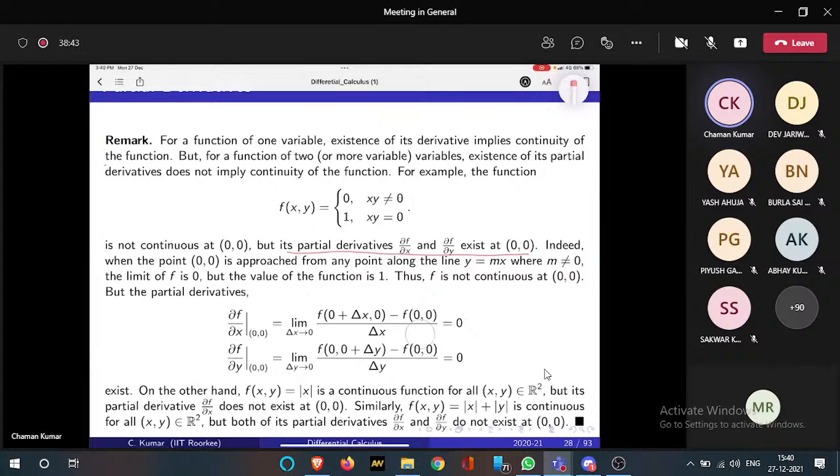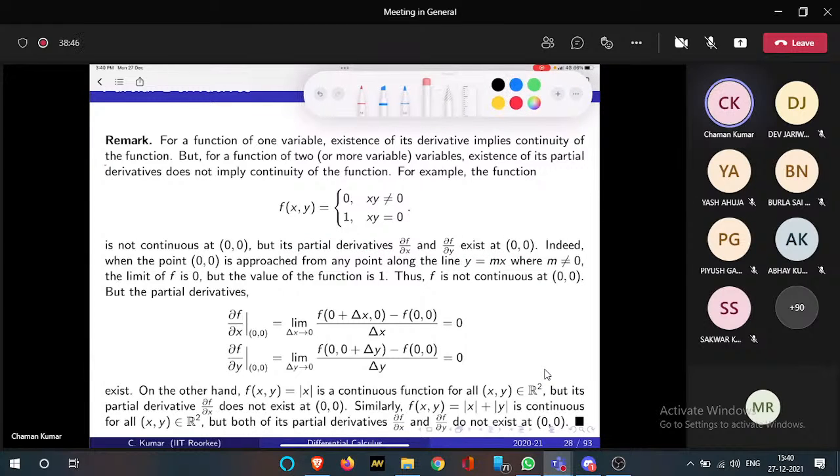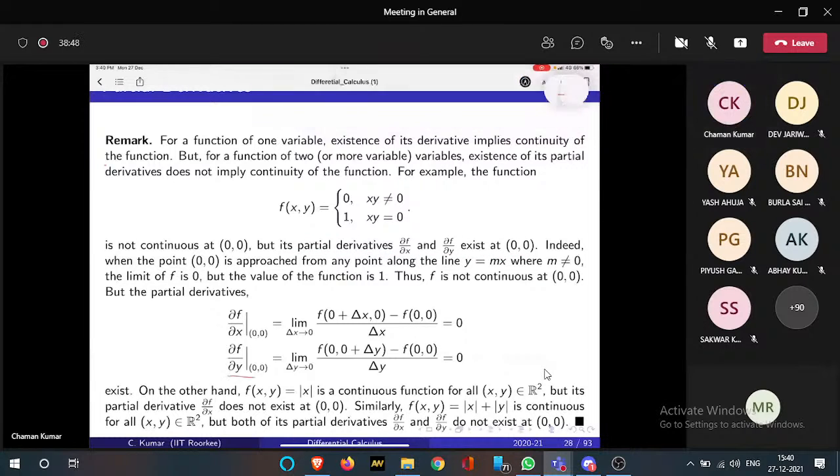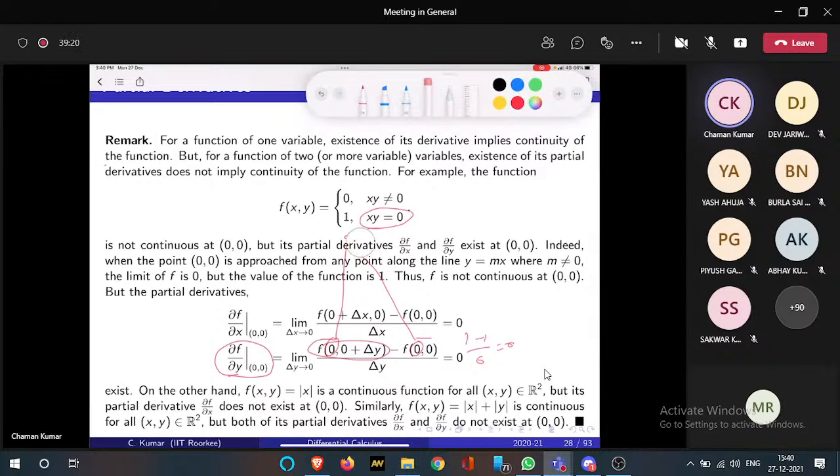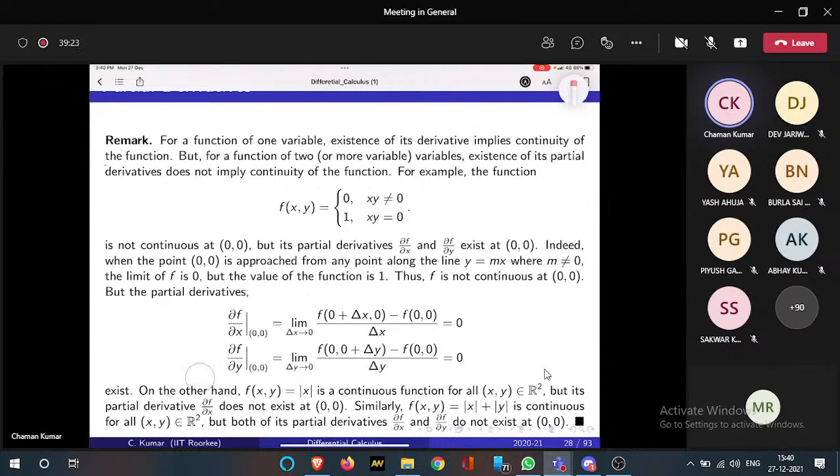Okay. If you take the partial derivative with respect to y, I'll keep x as constant. So I keep x at 0, and when x is 0, this product is 0. So the value of the function will again be 1. This will be 1 minus 1 divided by delta, which is 0. The limit will be 0. So the partial derivative with respect to y also exists.